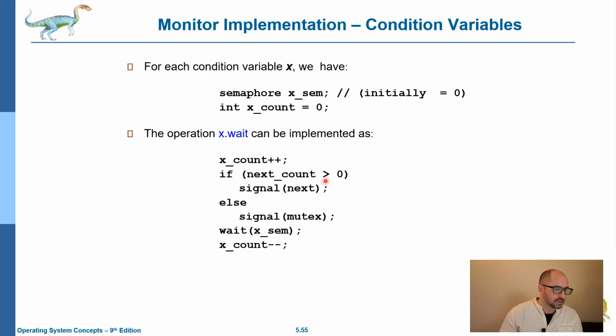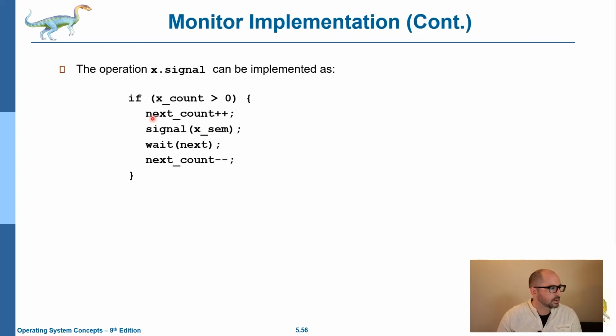But let's take a look at signal for the last piece. If the count is greater than 0, which occurred because there was a process waiting on this variable, increase the next count. Strange, we'll get there in a second. Then signal on the x semaphore for the variable, wait on next, and then reduce the next count. So let's consider signaling when x count is 0. x count is 0 when there is no process waiting on this condition variable, so nothing is done, no changes.